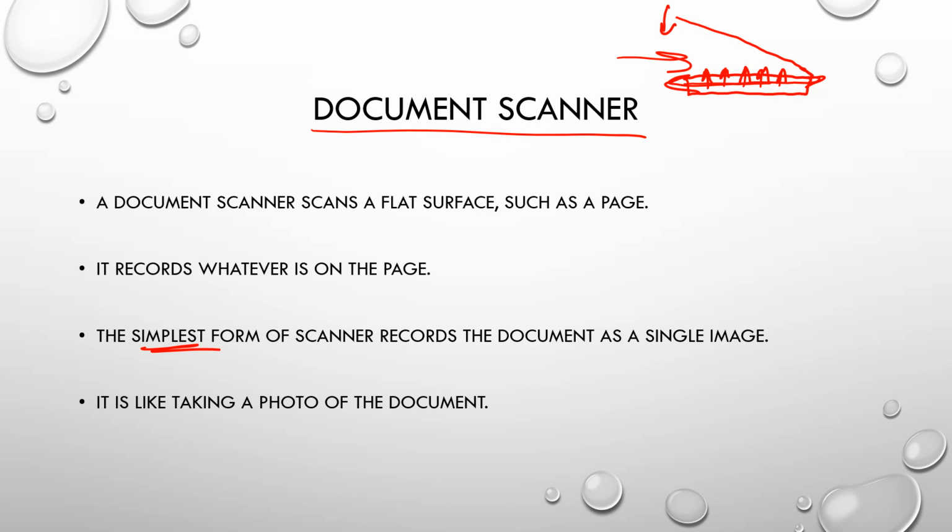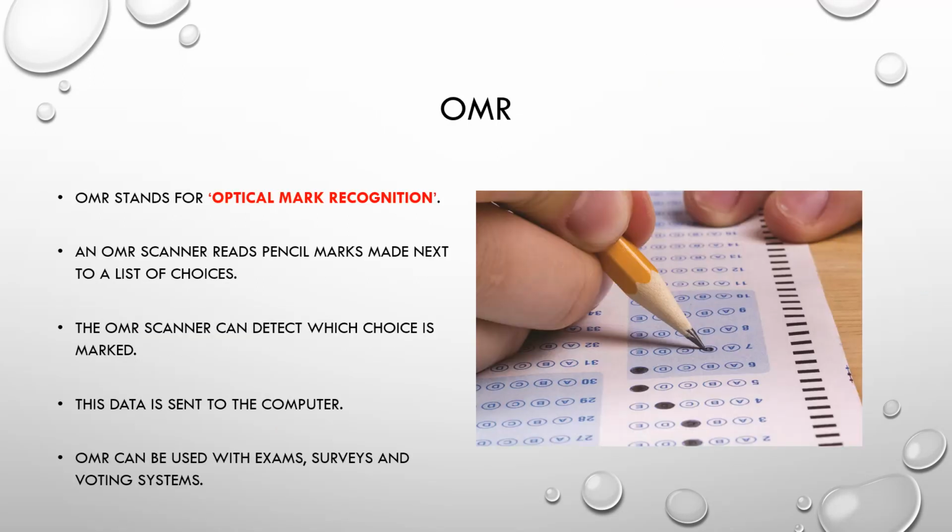So if you scan something, you can't move the images around or delete an image or delete a letter from typing or anything like that. It just acts like a photograph. Which takes us to OMR scanners.